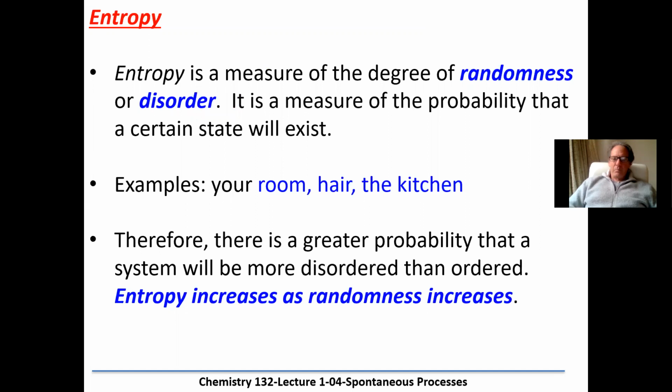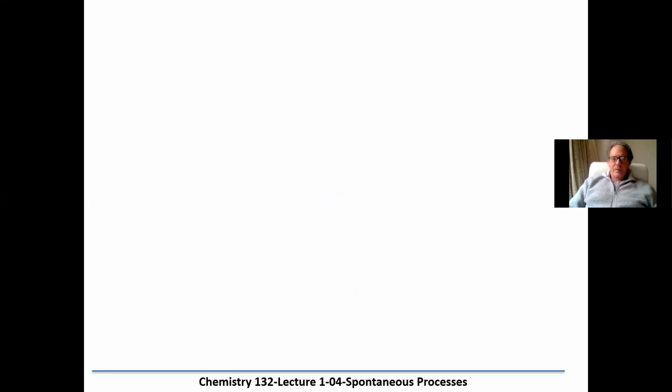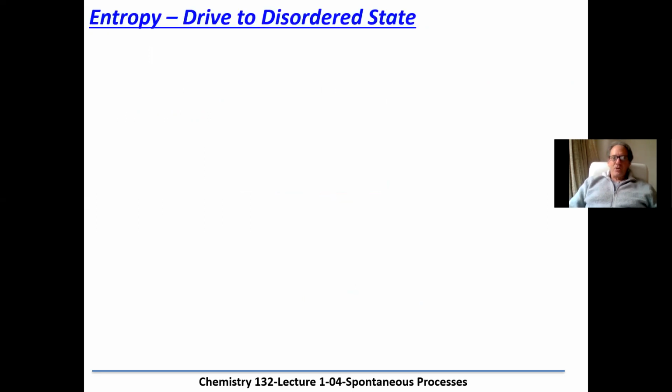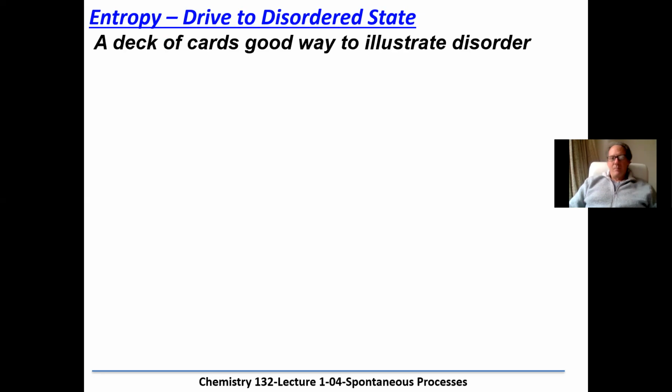So there's a greater probability that a system will be more disordered than ordered. That's one of the laws of the universe. Entropy increases as randomness increases because the particles in a more random system have a higher probability of filling different locations. Now, entropy is a drive to a disordered state.